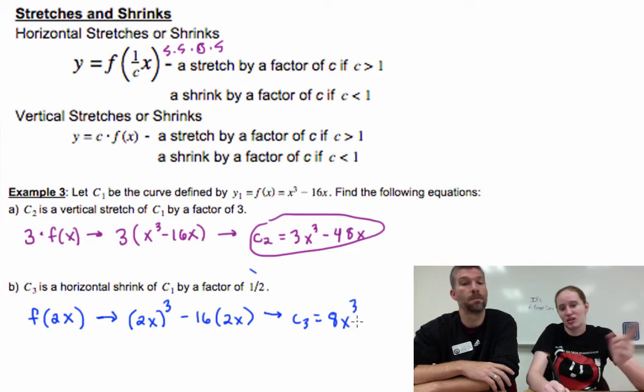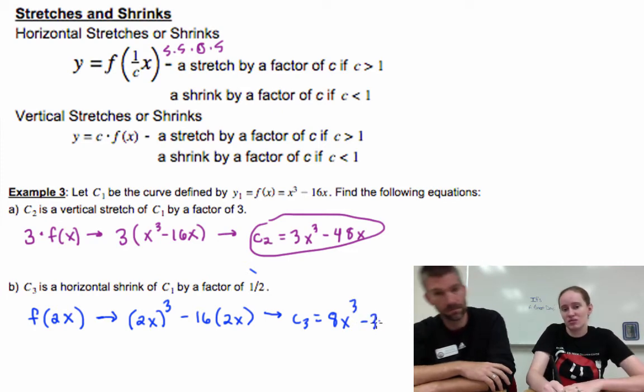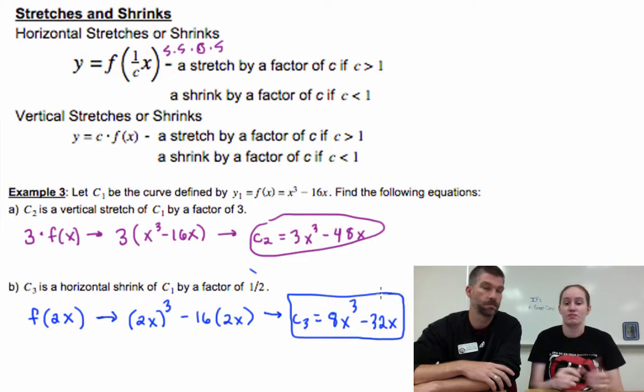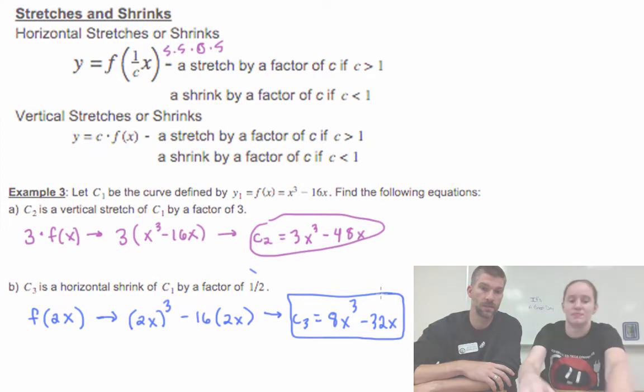8x cubed, and then 16 times 2, negative 32x. There we go. Ta-da. Excellent. Not too bad.